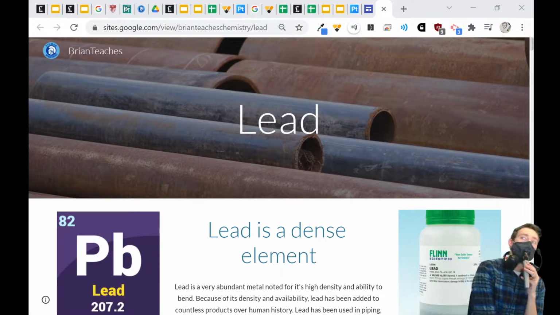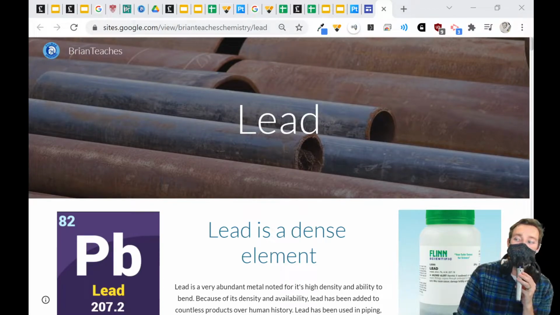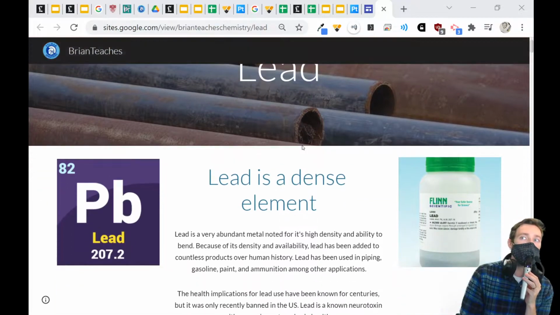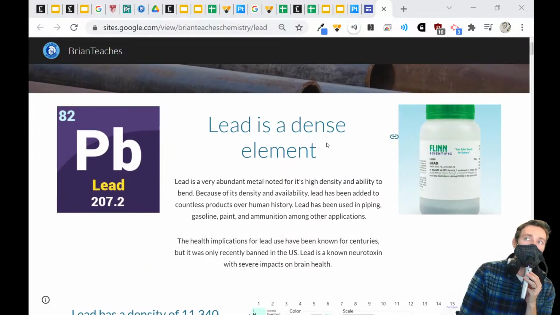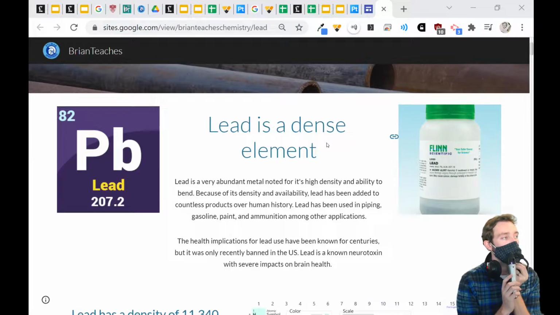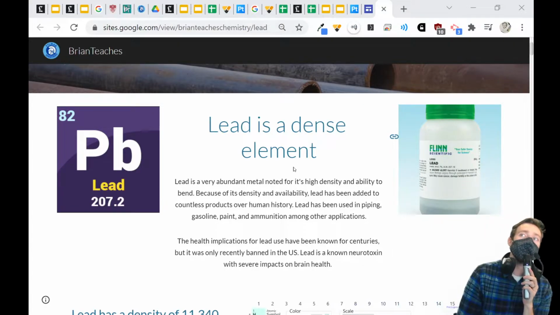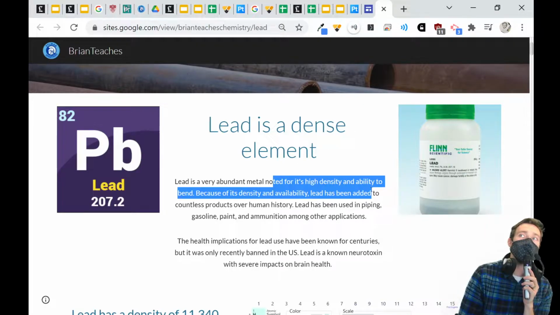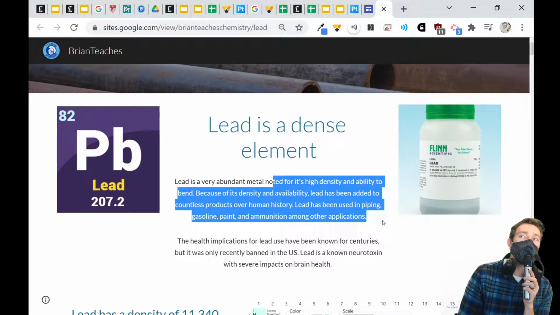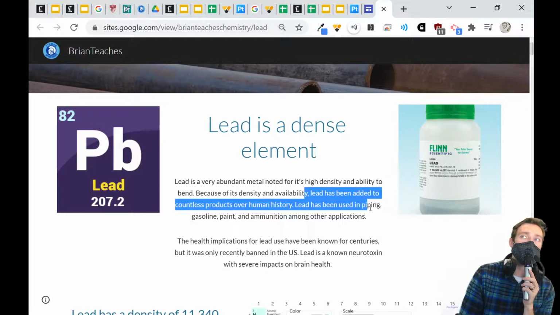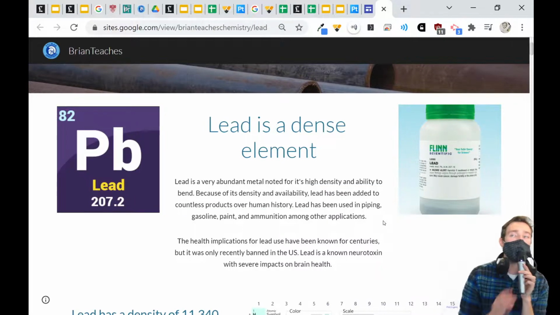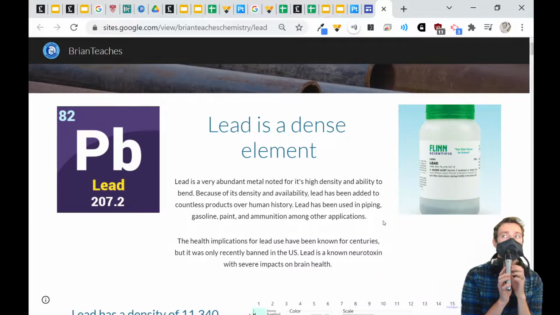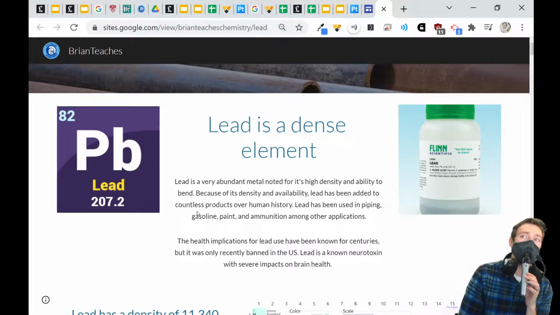Okay, lead. What is lead? Lead is a pretty dense element, and it's very abundant. It's a very abundant metal noted for its high density and ability to bend. Because of its density and availability, lead has been added to countless products over human history. Lead has been used in piping, gasoline, paint, and ammunition, among other applications.